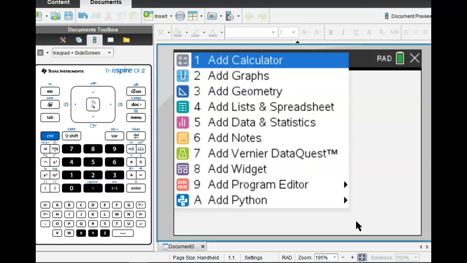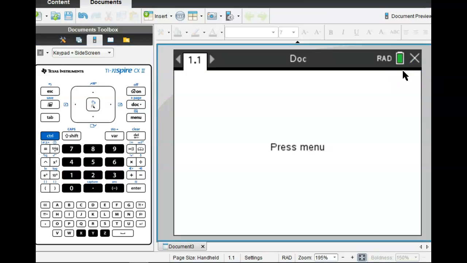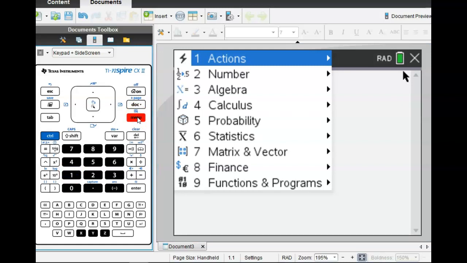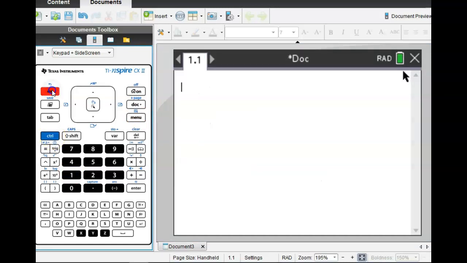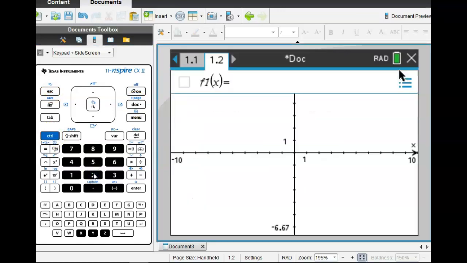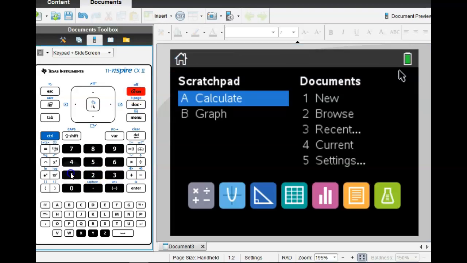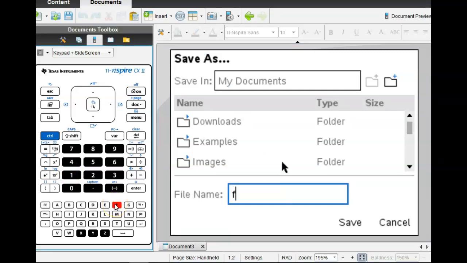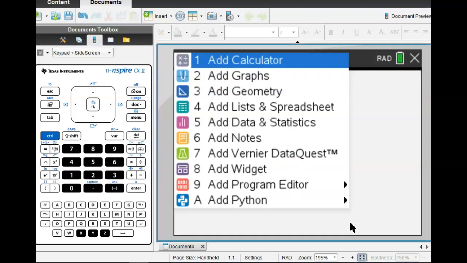Okay, so now, if you look up here, we have a new document. So I'm going to add calculator and add graph again. We'll do another new one, so it'll ask us if we want to save it. The answer is yes, and we're going to call this one FRQ2. FRQ2, and we're going to save it. Okay?